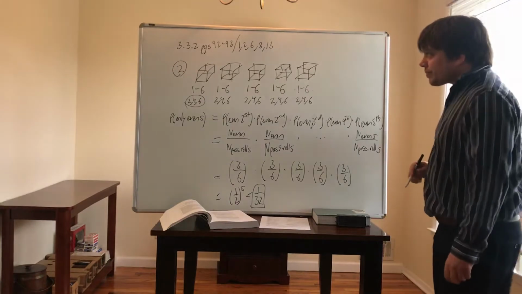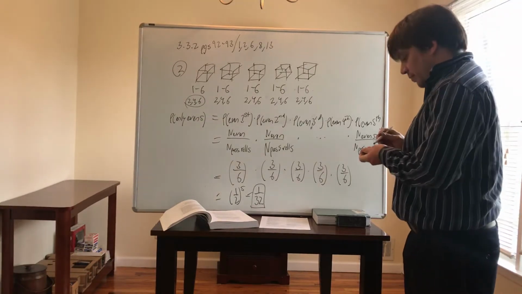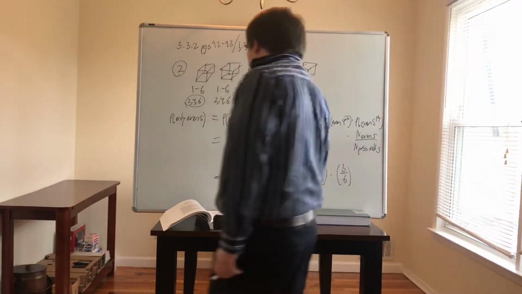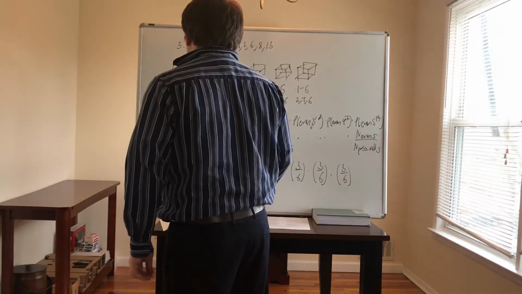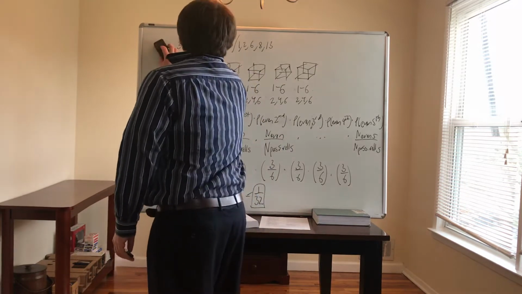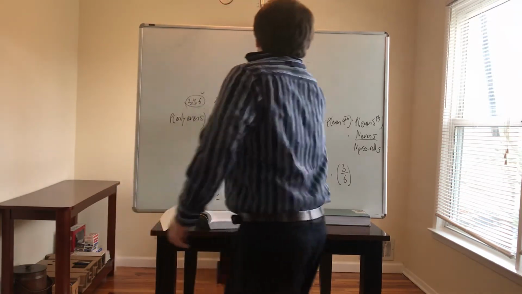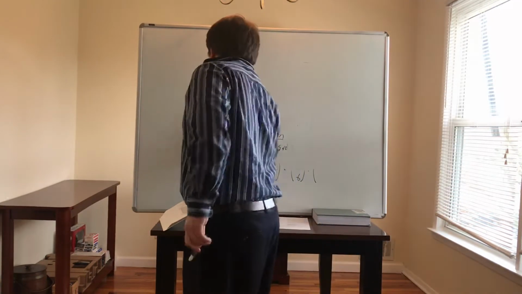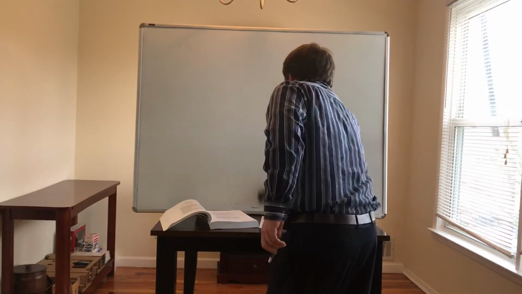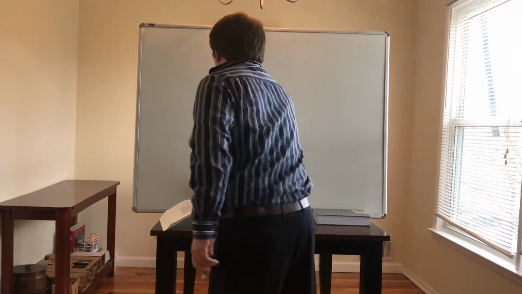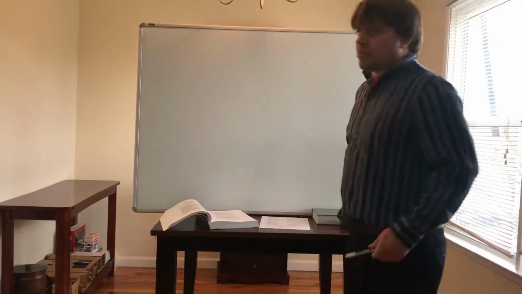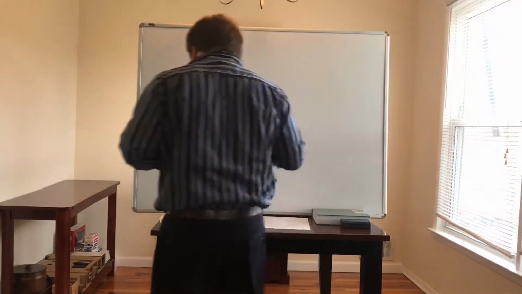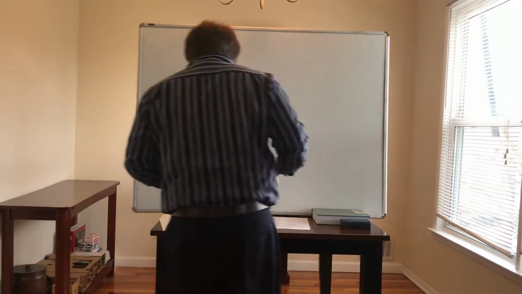Okay? Okay, and so that's number 2. And so we used independence. The probability of A and B is equal to the probability of A times the probability of B, where A and B are independent events. That's the definition of independent events. Okay.